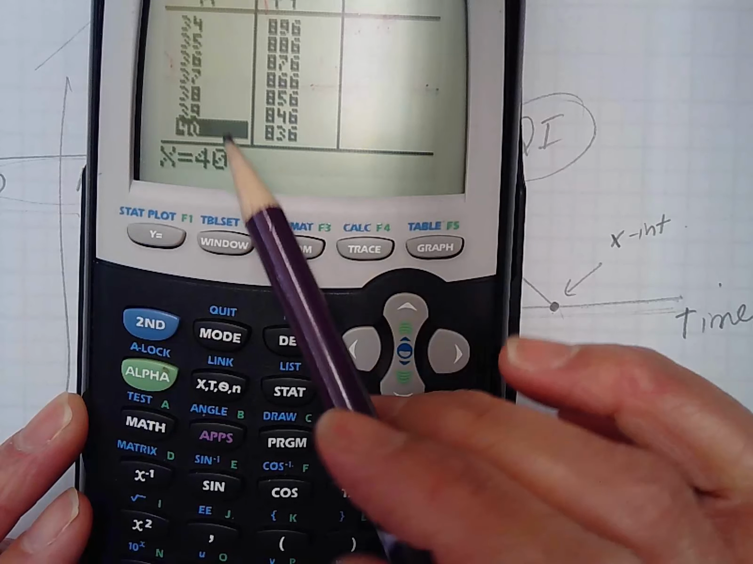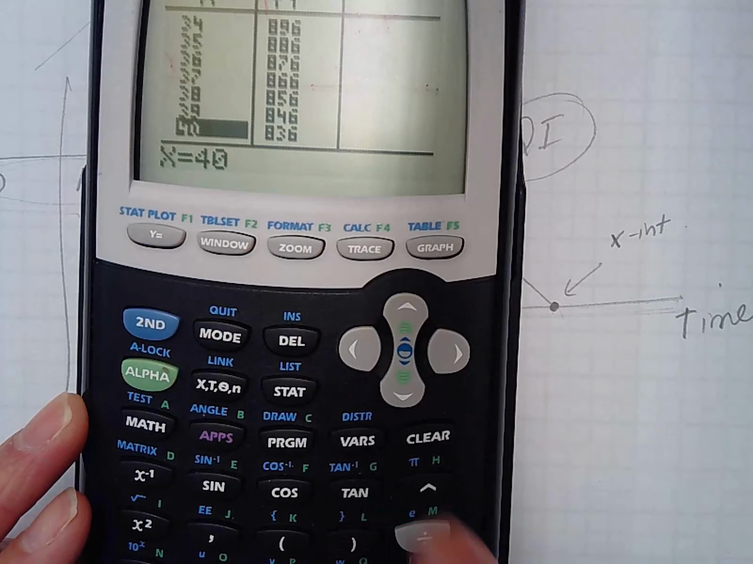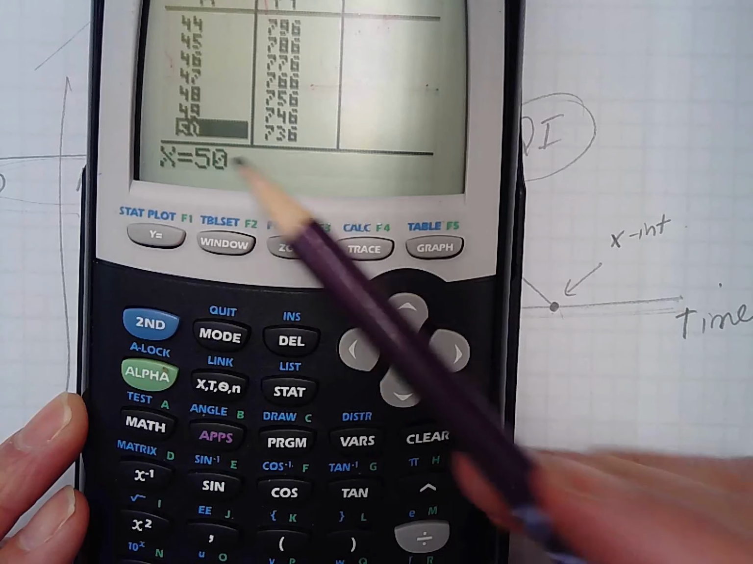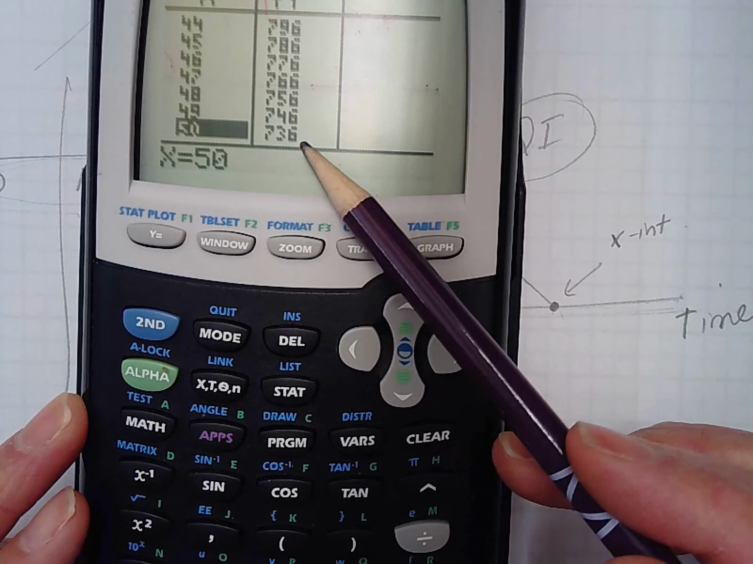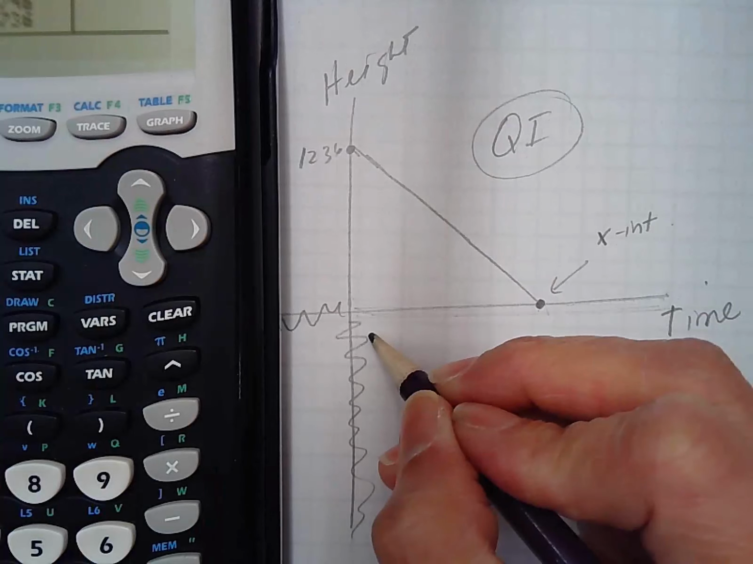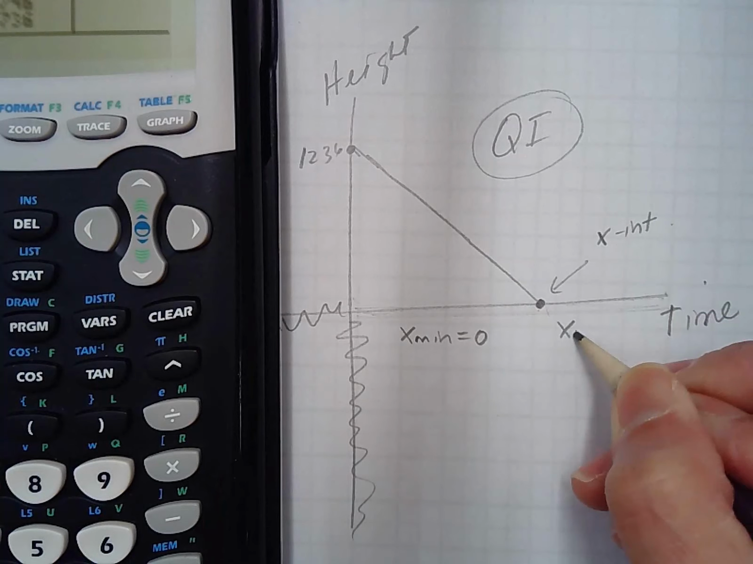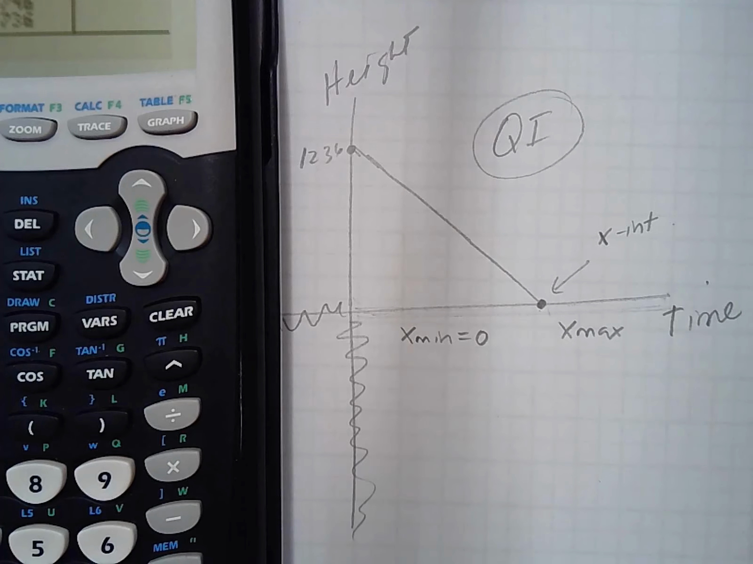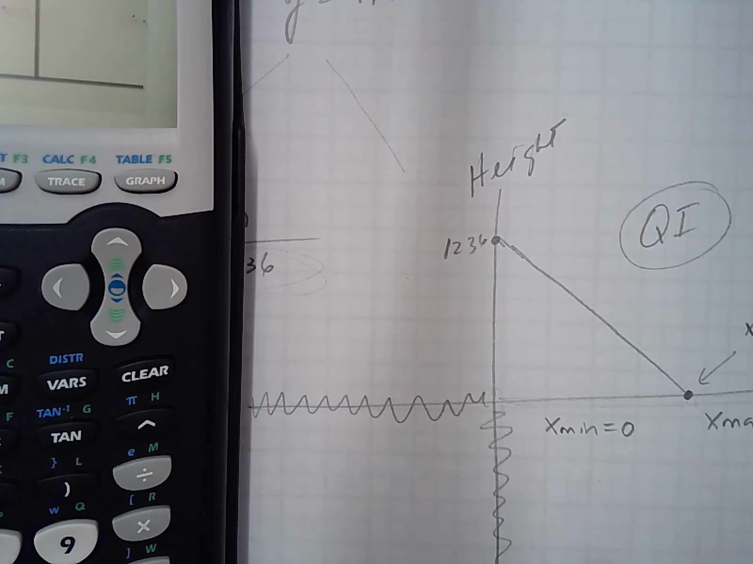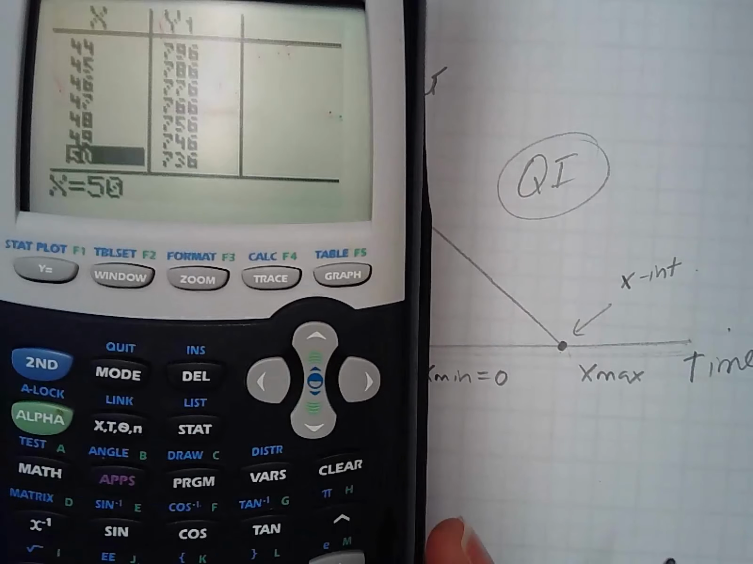Right now, I'm here at 40 minutes. The height is 836. Okay. I'm at 50 minutes. The height is 736. So what kind of x? Our x minimum is going to be 0. What would be the x maximum? 500. 1250? 500? Okay, well, let's give it a try.